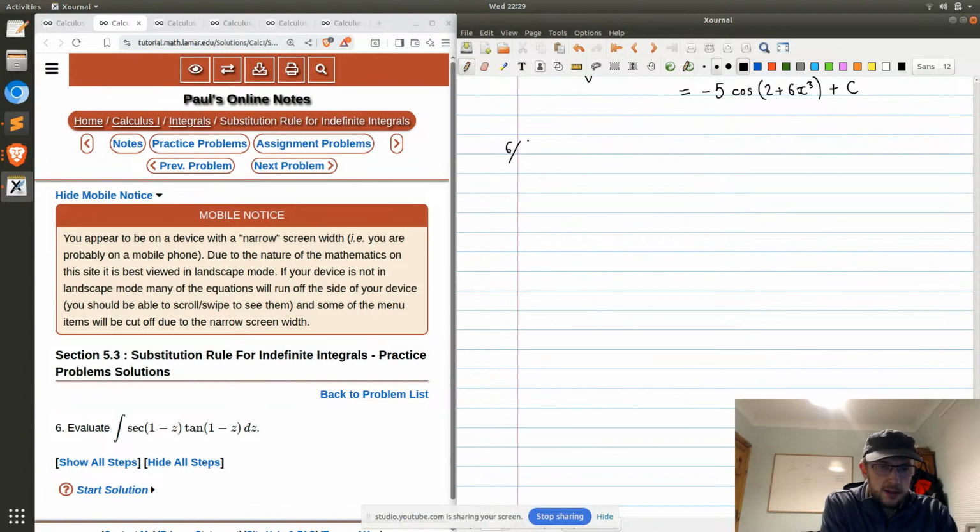d by dx of sec x is sec x tan x. So the integral of sec x tan x is sec x. So we can just simply let u equal 1 minus z. Then du equals minus 1 dz.